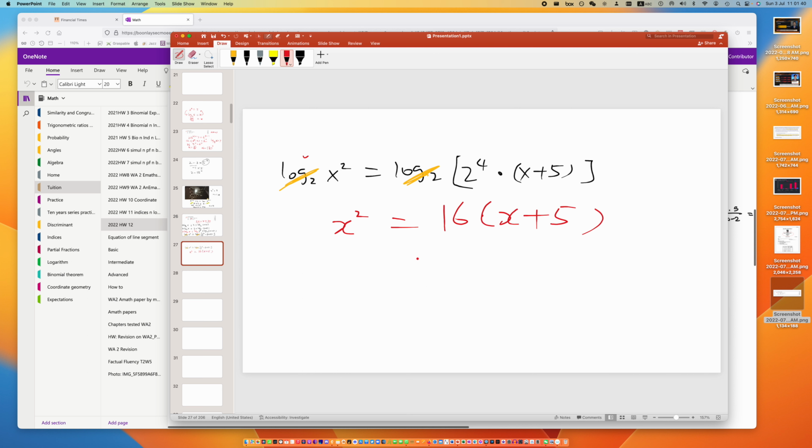This is quadratic. This quadratic might not be so easy to do with the factorization method, then you use the calculator. Your a is 1, then this is minus 16, minus 80. You can use the formula also. I'm not going to talk about the quadratic part. I just tell you the approach. So that's how you solve logarithm.